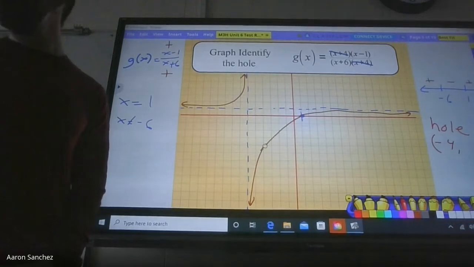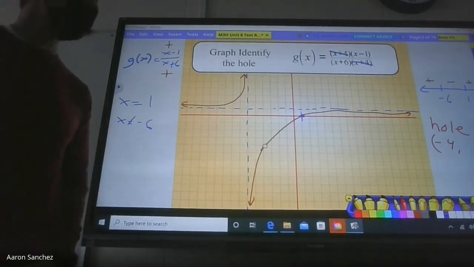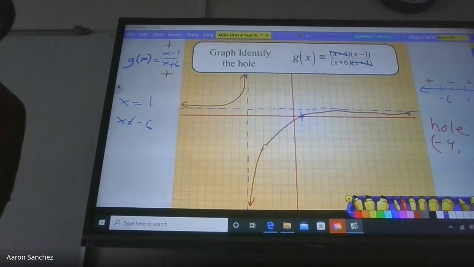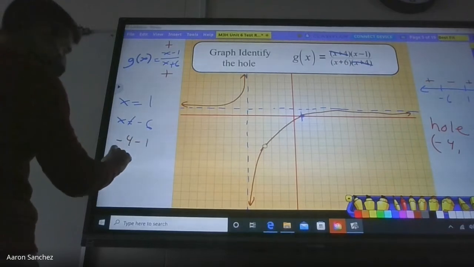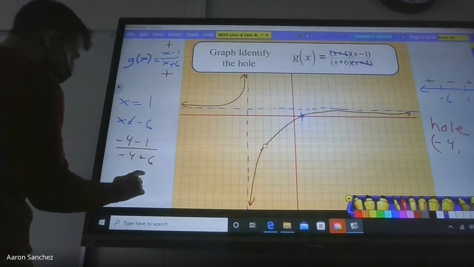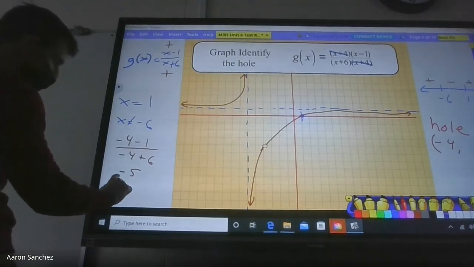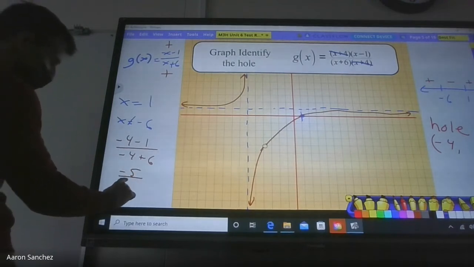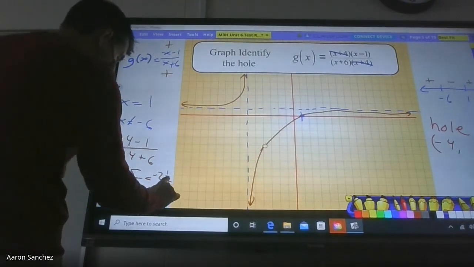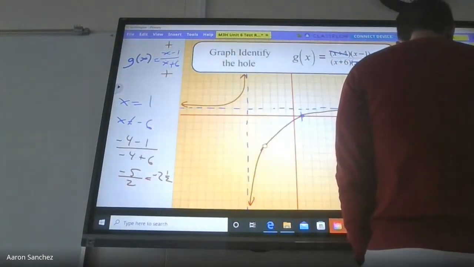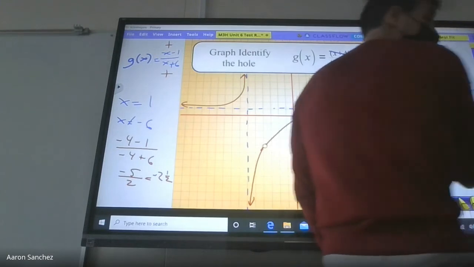All right, you guys with me there? So how do we figure out the y? Yes, Kalani. Plug -4 into this. You can plug in either equation. Might as well plug in this equation. It'll be easier, right? So we'll say -4 minus 1 all over -4 plus 6. So -4 minus 1 is -5 over 2. Then you can decimal it out, but it'll be -2.5. So you have to write down -2.5 there.